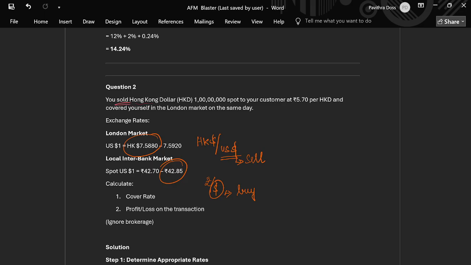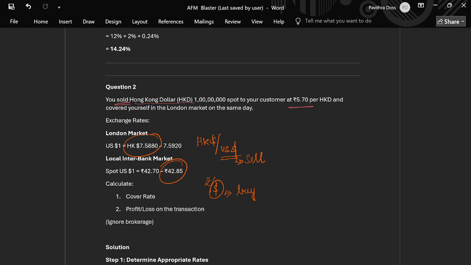You sold Hong Kong dollar 10 lakh, right? So it is 1 crore. Sorry, it is 1 crore. So 7 zeros is 1 crore. You sold Hong Kong dollar 10 million, 1 crore, spot to your customer at 5.70 per Hong Kong dollar and covered yourself in the London market.